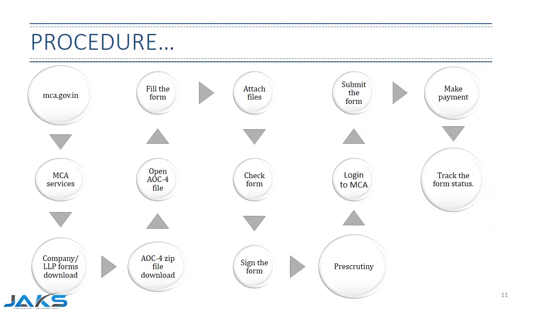Now we are getting to the actual content, that is how to file the form, the procedure of doing it. Before going into detail, let's see what we are about to do in brief. First, get into mca.gov.in, go to MCA Services, download the form from it, unzip it, fill the form, check the form, sign it, do pre-scrutiny, then again log into the MCA site, submit the form, make the payment, and track the form status. This is what we are going to do. Now let's get into it in detail.